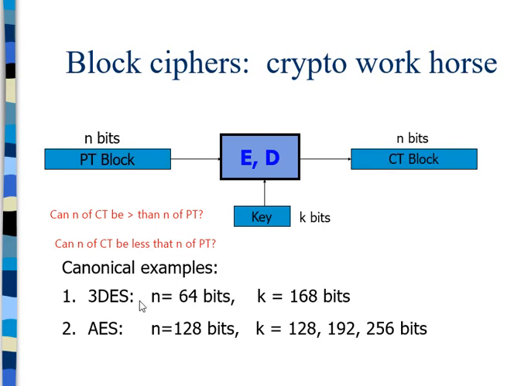And in our regular examples such as 3DES, n here is equal to 64 bits and the key length is 168. And for the AES method we can see n and the key size. Here the key size can be different.